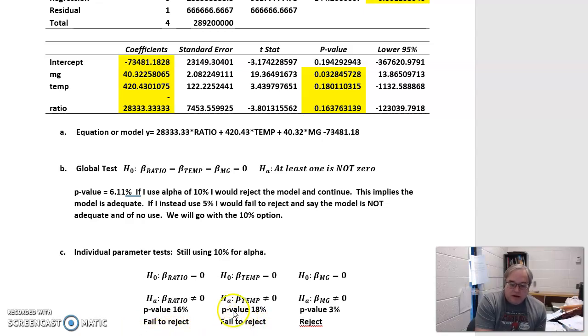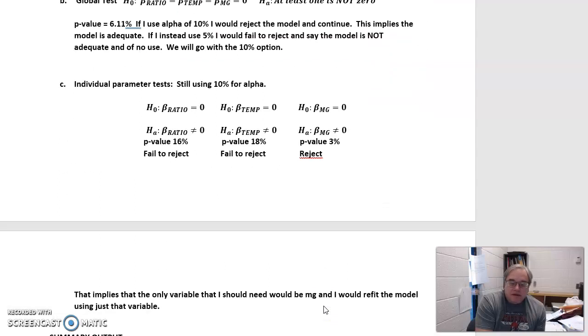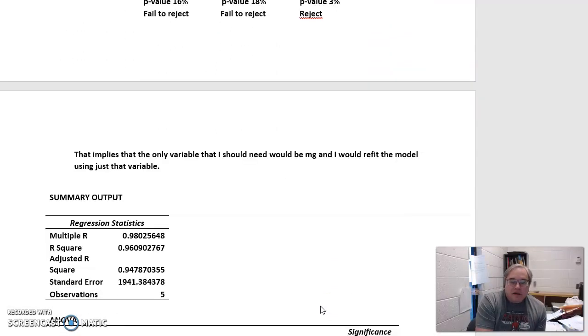I want you to write on the test all this information. The hypothesis, p-value, failed to reject, not useful. Here, I reject. That means it is not 0 as far as we can tell. Therefore, it is useful. Rejecting implies that the variable is useful. And I just state that again.